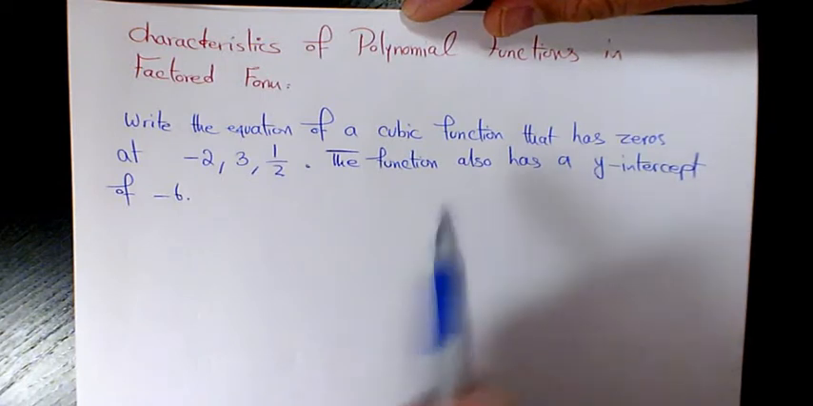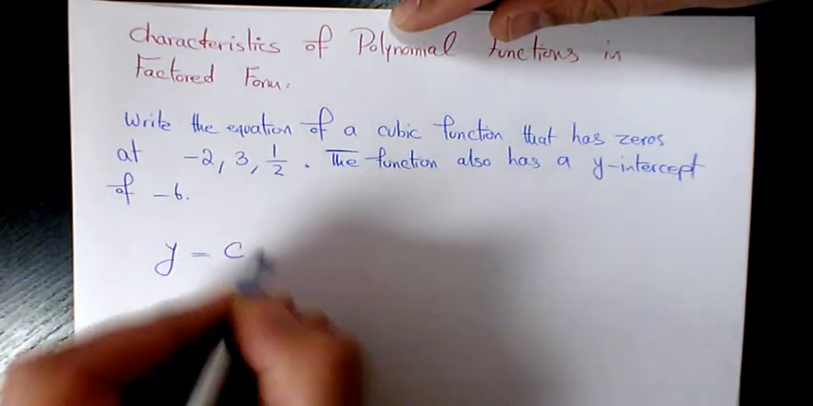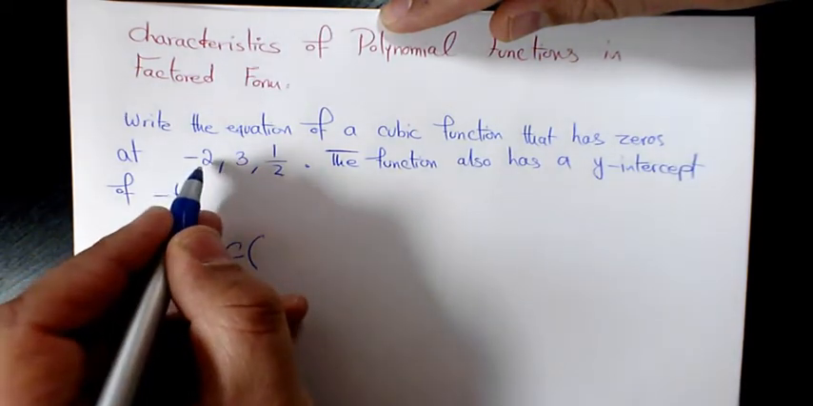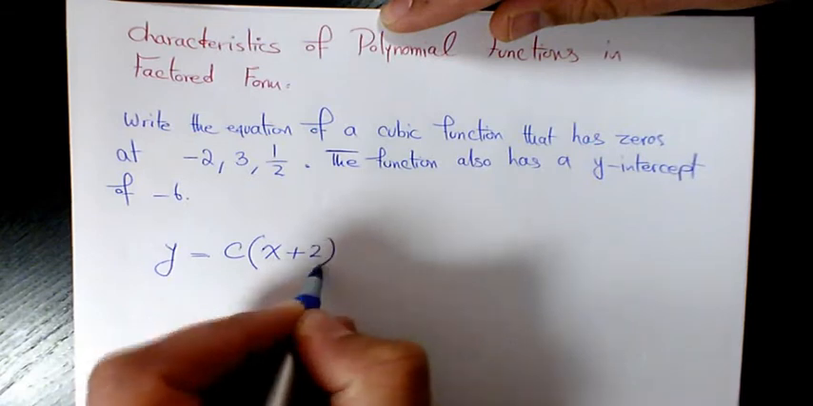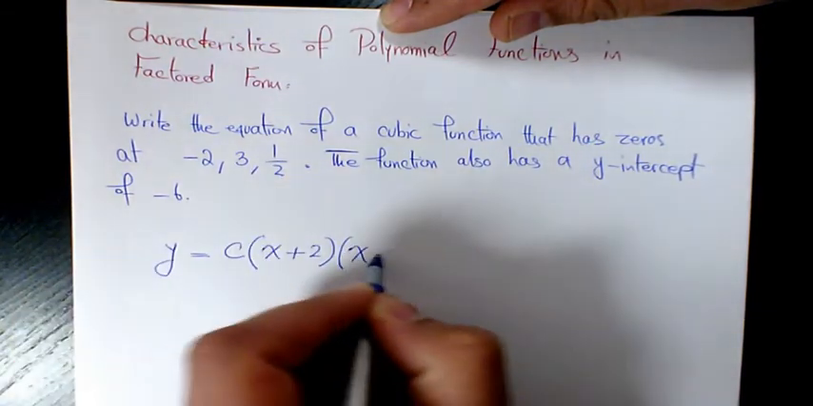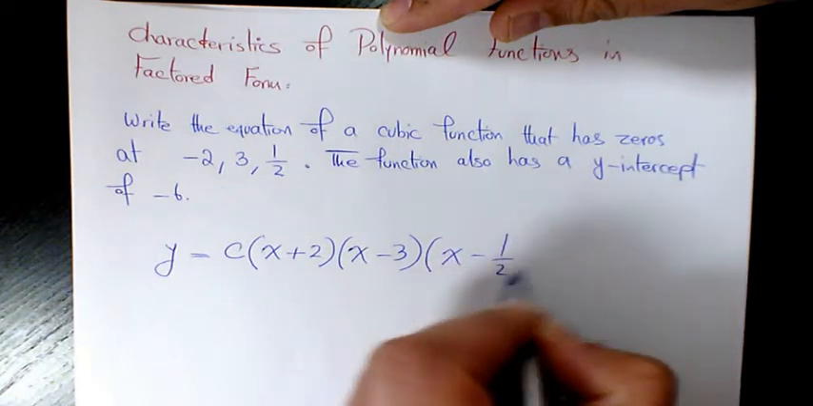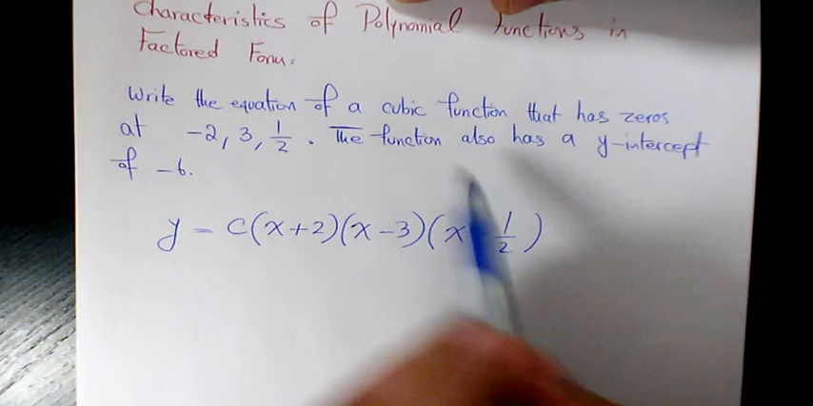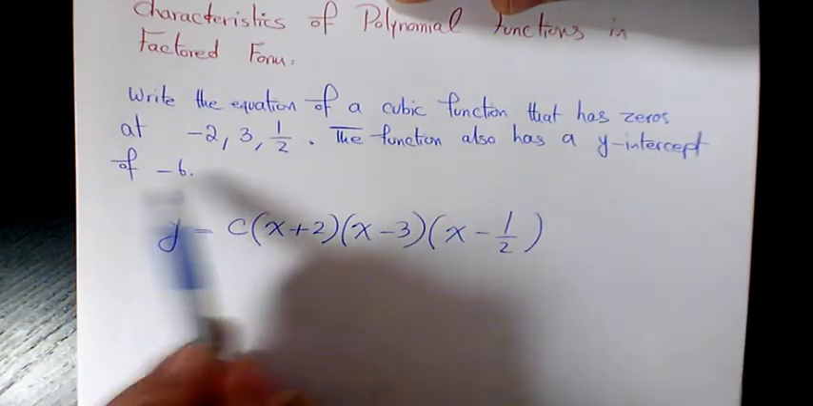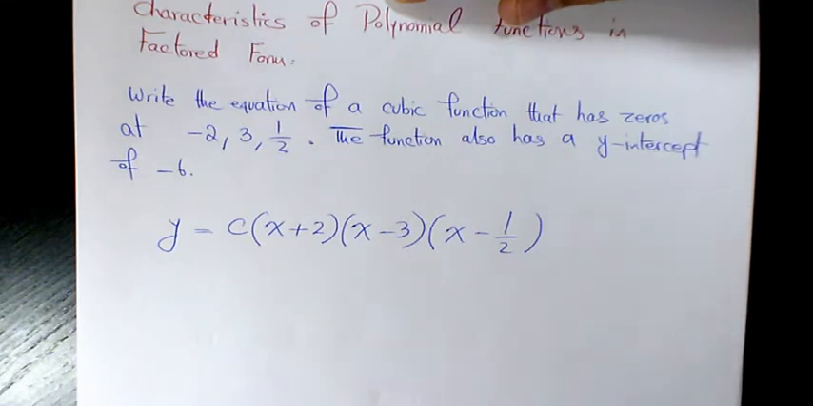So it's a cubic function and we have 3 zeros, so it's going to be y equals c. The x-intercept is -2, so the factor is x + 2, then x - 3, and for 1 over 2 it's going to be x minus 1 over 2. How do we find out c? Using the y-intercept of -6. And we know whenever we have a y-intercept, it means that x is 0.